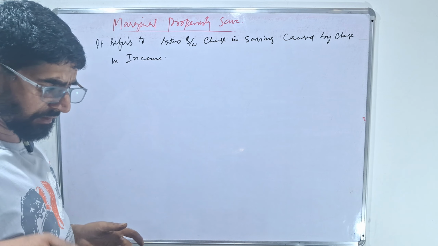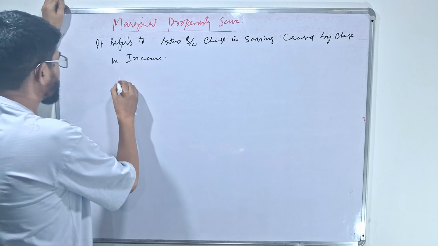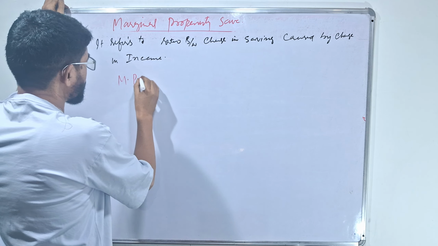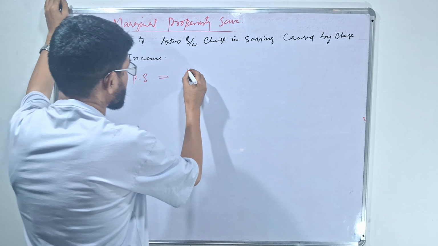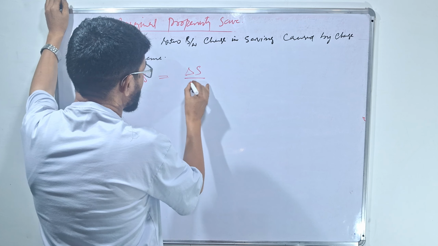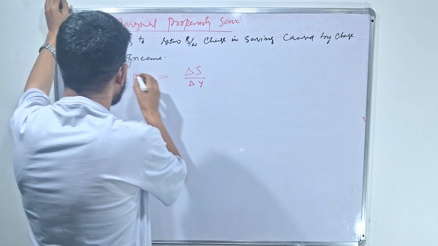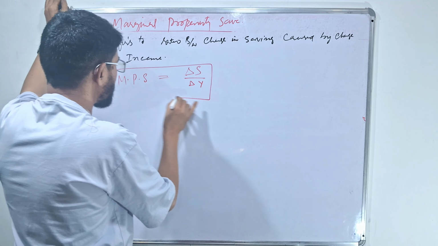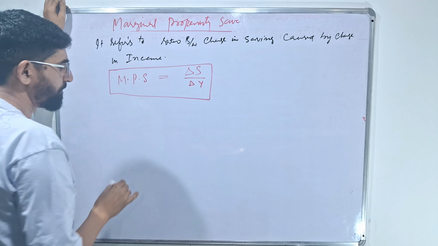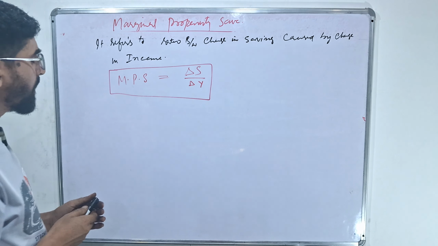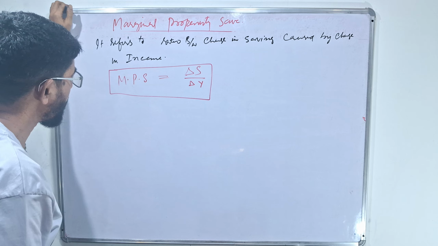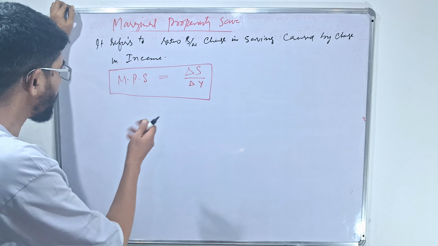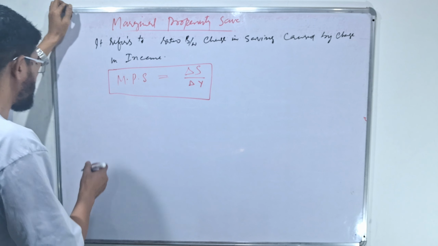Simply, when we have to calculate marginal propensity to save, the formula to calculate it is change in saving divided by change in income. And this is the formula in order to calculate marginal propensity to save. I will give you an example in order to understand this concept.